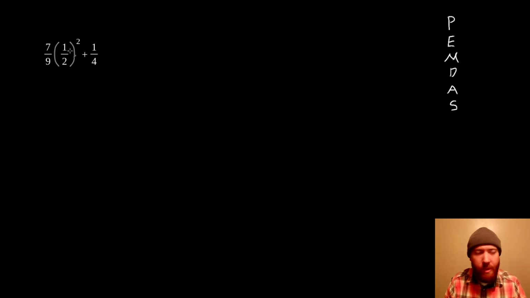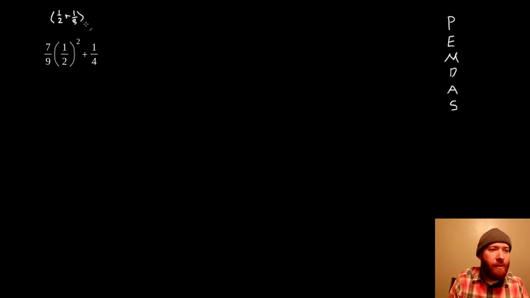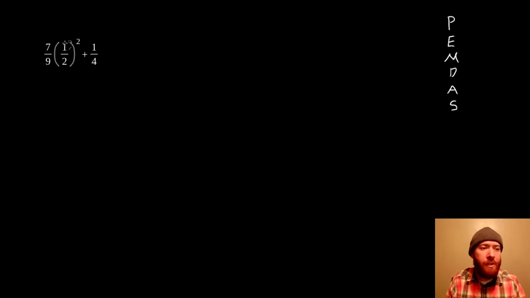No. If we had had something like maybe 1/2 plus 1/3 there inside the parentheses, then our first step would be to add those two fractions together. But we don't really have anything going on inside the parentheses. We just have the fraction 1/2. So we're going to move on to the next thing on our list, exponents. Are there any exponents in this expression? Yes. There's one right here, this 2.